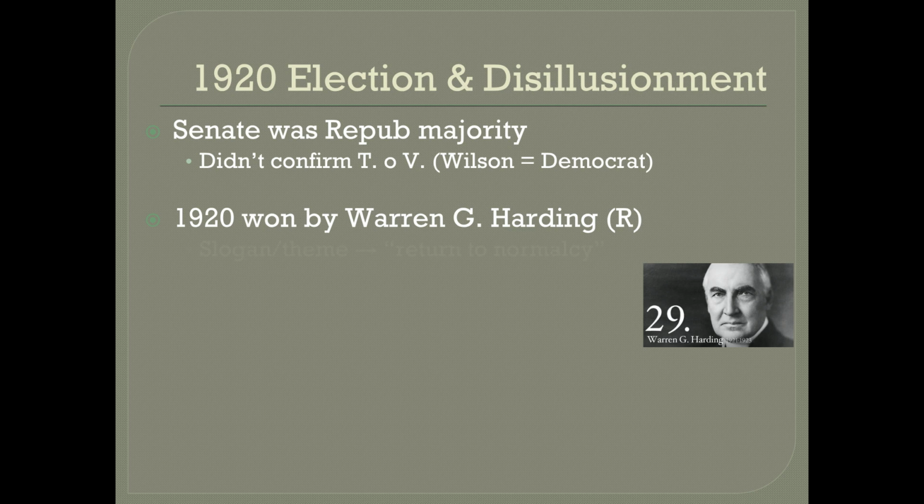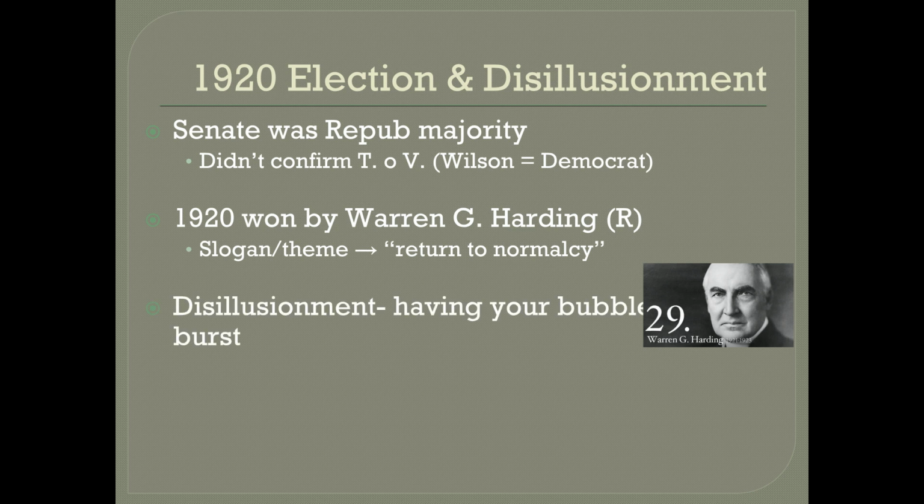1920, Warren G. Harding wins. His slogan or theme was return to normalcy. And we've discussed this. This is a disillusionment of having your bubble burst. He did not believe that the United States needed to be entangled in these foreign affairs and foreign conflicts. So he wanted to return to the way things were before the war, the United States sort of keeping to themselves and not worrying about what was going on, especially in Europe and other parts of the world.